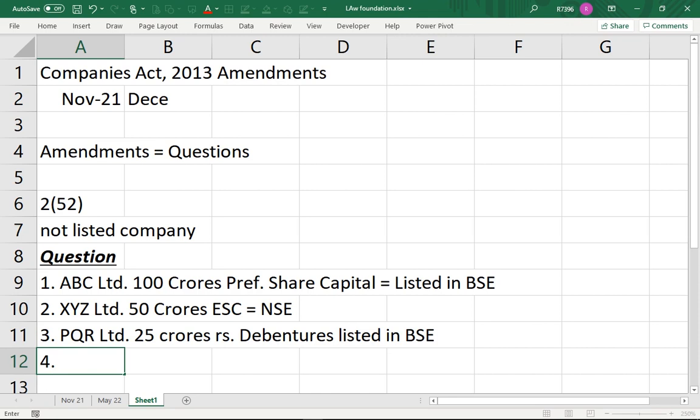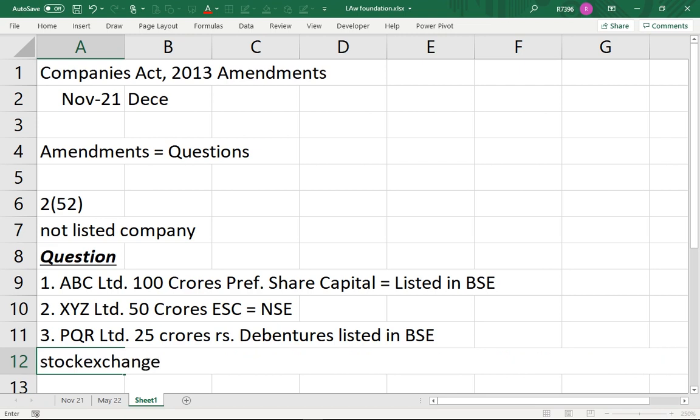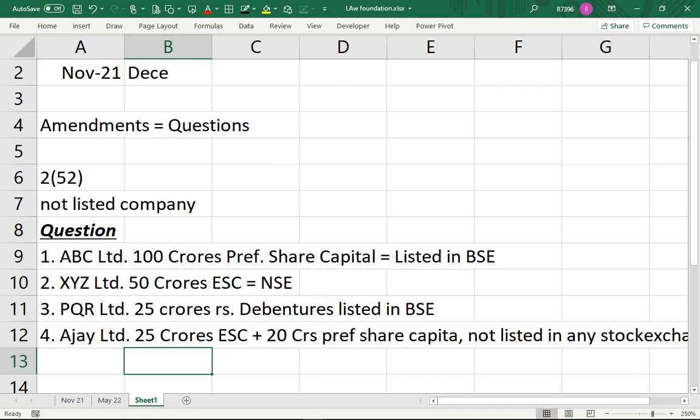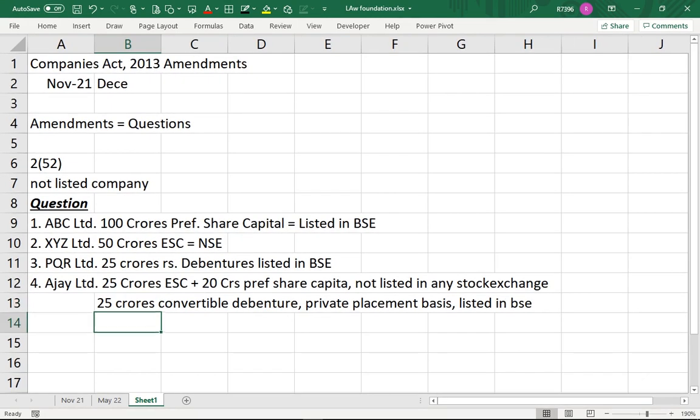The fourth question is very important. Suppose it is, let's say, Ajay Limited, and this company has 25 crores equity share capital plus 20 crores preference share capital, which is not listed in any stock exchange, but this is very important, it has around 25 crore rupees convertible debentures which are issued on private placement basis, but listed in Bombay Stock Exchange. Look at this question now. Out of these four, which company is considered a listed company, which is not? All right, so let's understand.